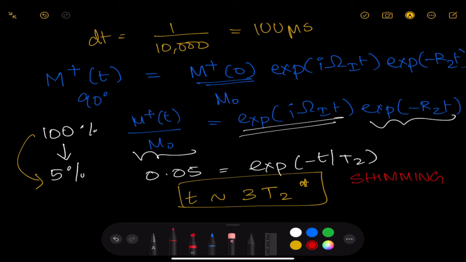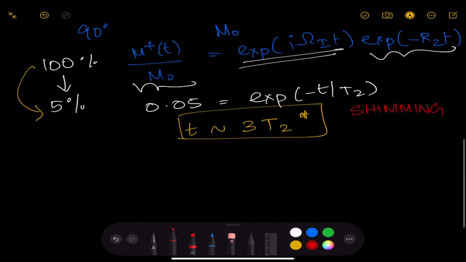So now, continuing with the example that we are trying to think, let's assume that the T2 star that we are talking about for a small molecule is 500 milliseconds. So therefore, your total acquisition time, people would end up setting to 1.5 seconds.